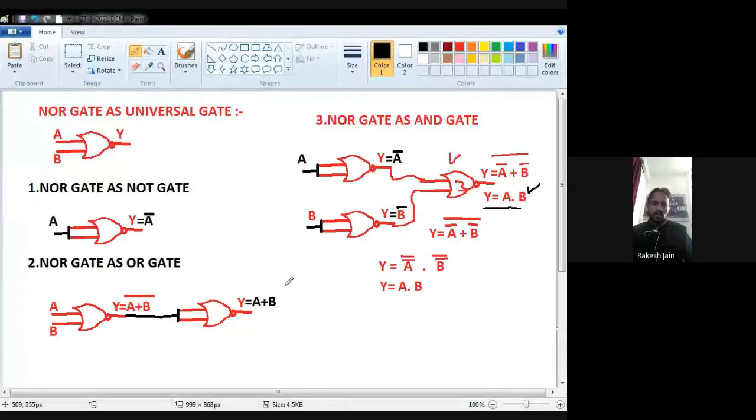If we use three NOR gates in which the first NOR gate and second NOR gate behave as a NOT gate with inputs A and B, so the output will be A bar and B bar respectively, and then they will behave as the input of the third NOR gate, then the final output will show you an equation of AND gate. So this circuitry is known as NOR gate as an AND gate.